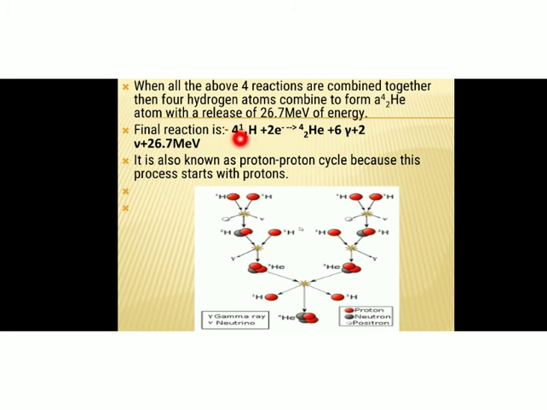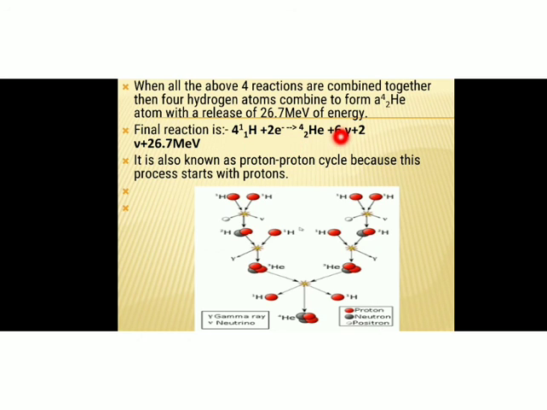So that is the final reaction. 4 protons. Okay, that means 4 hydrogen atoms combine to form a helium atom with the release of 26.7 mega electron volt of energy. Along with that, 6 gamma and 2 neutrinos are also produced.